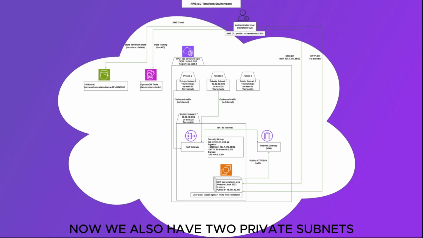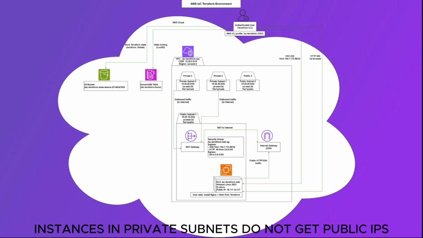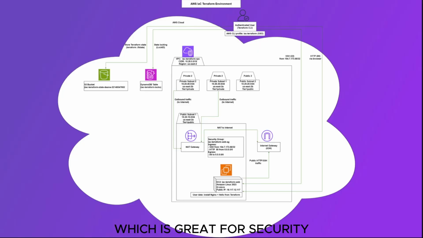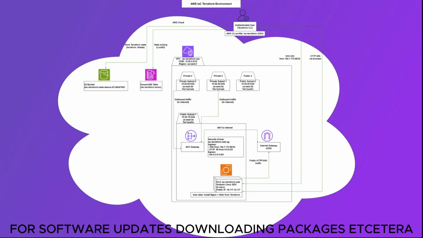Now we also have two private subnets, 10.20.30.0/24 and 10.20.40.0/24, also spread across both AZs. Instances in private subnets do not get public IPs by default. The internet cannot reach them directly, which is great for security. But they still need to reach the internet for software updates, downloading packages, etc.